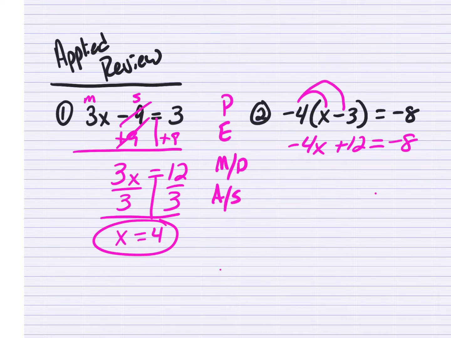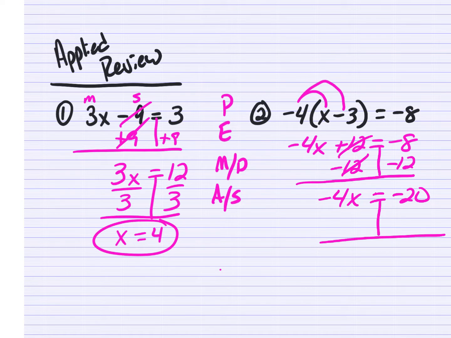And again, we have to get rid of anything that's being added or subtracted first. So that's why I have to get rid of the adding 12 by subtracting 12 to both sides. So I bring down my -4x, and on the right-hand side, I get -20. My last step to get rid of the -4, it's multiplying the x. The opposite of multiplying by -4 would be to divide both sides by -4, and we get x to equal +5.